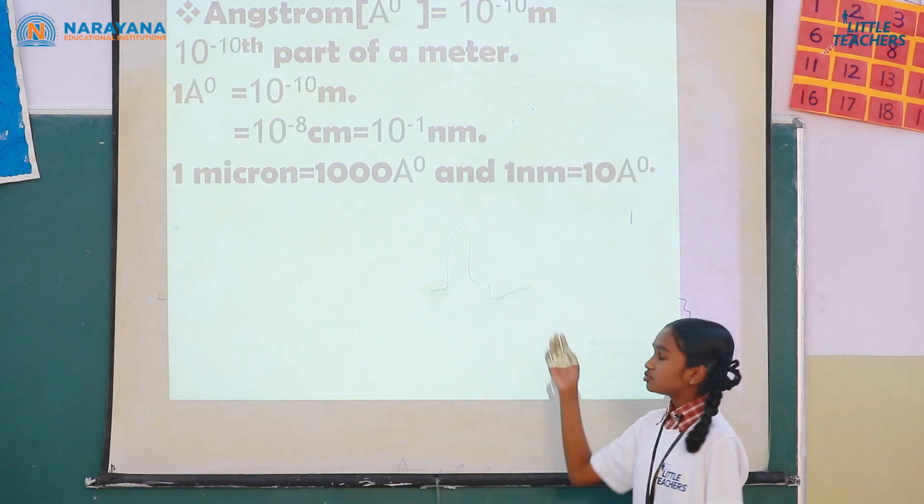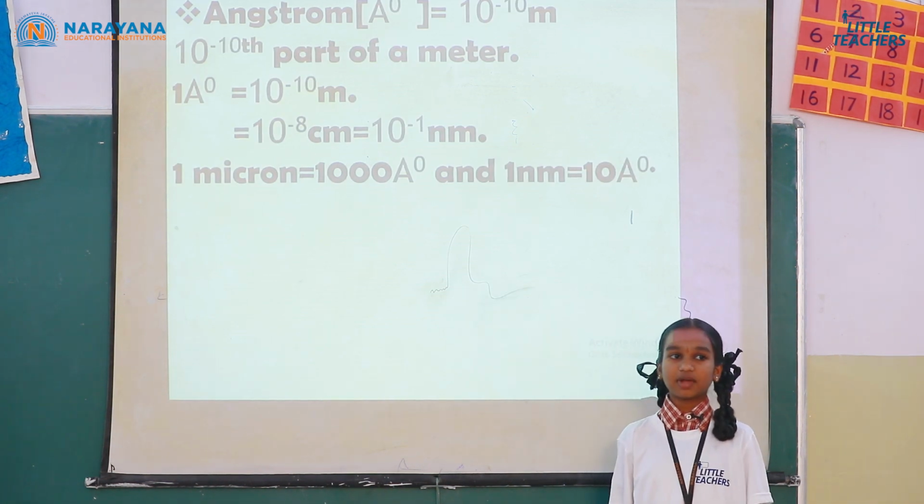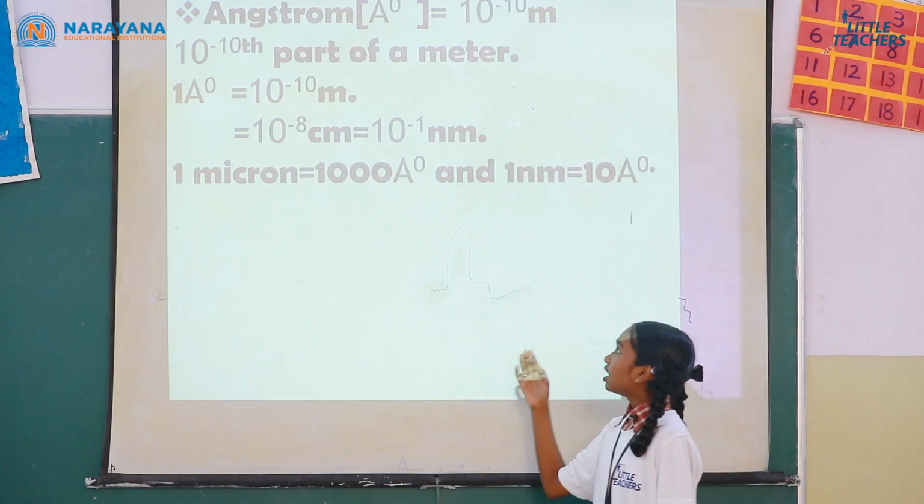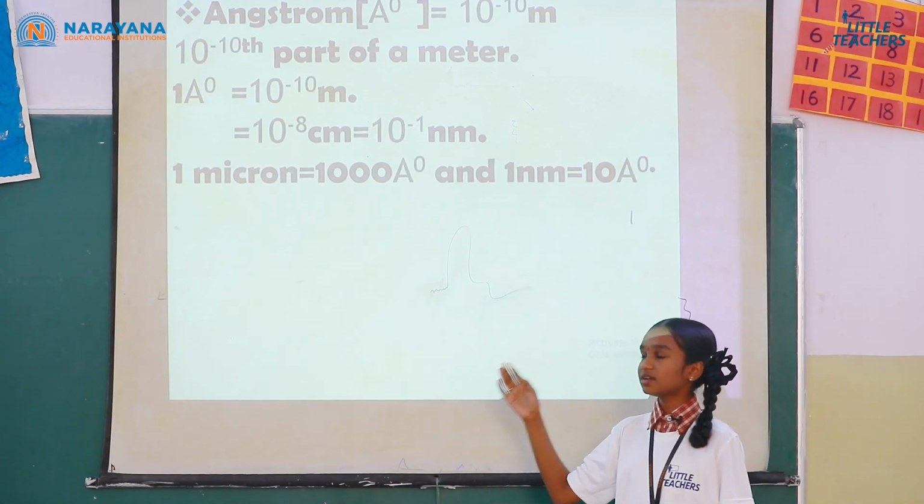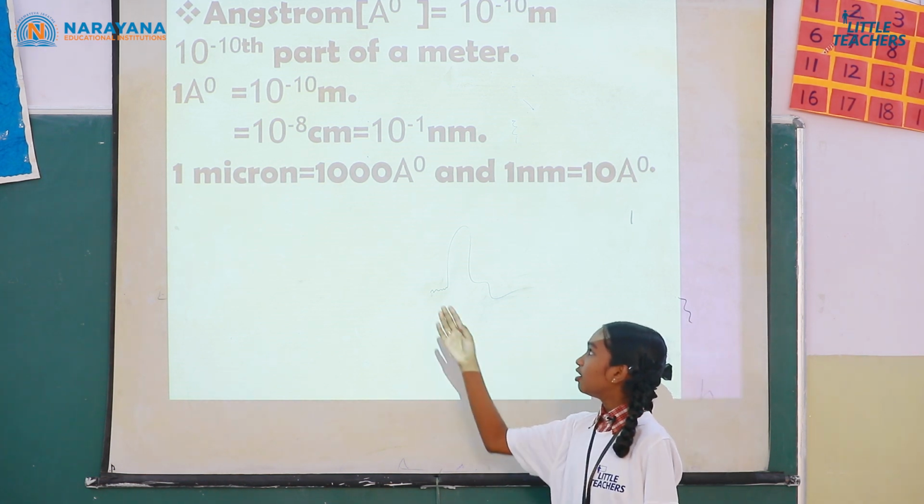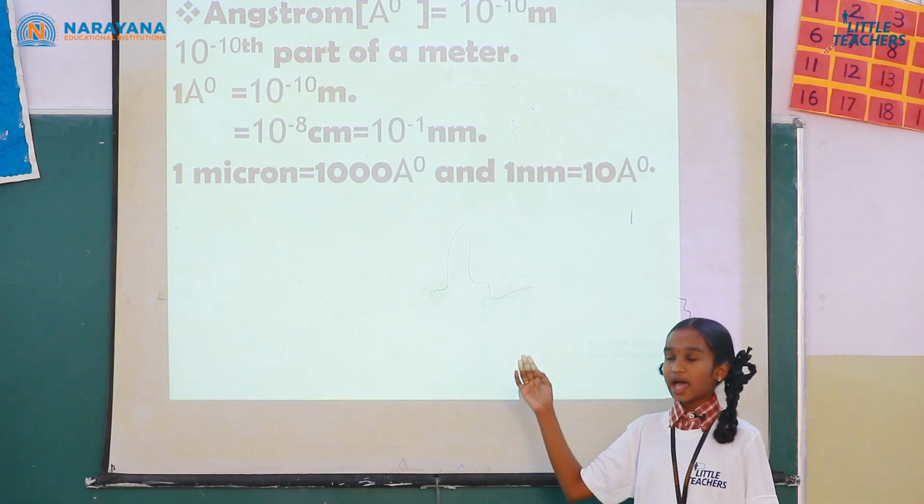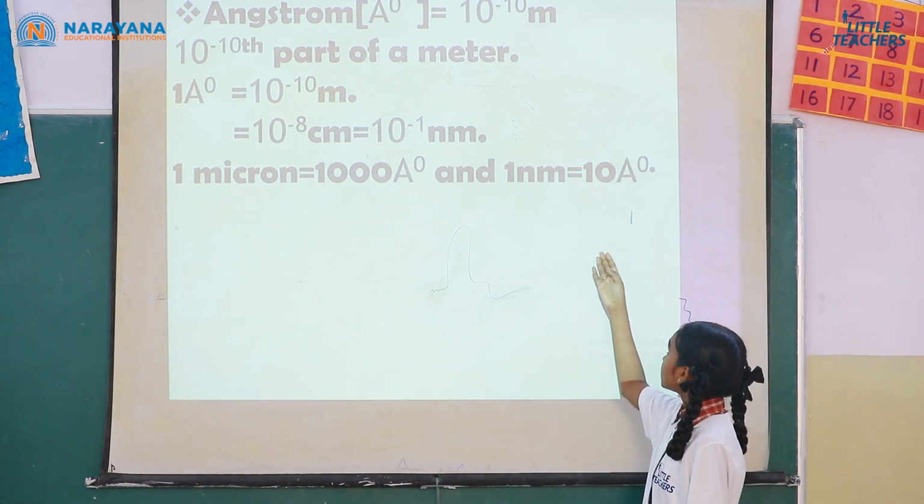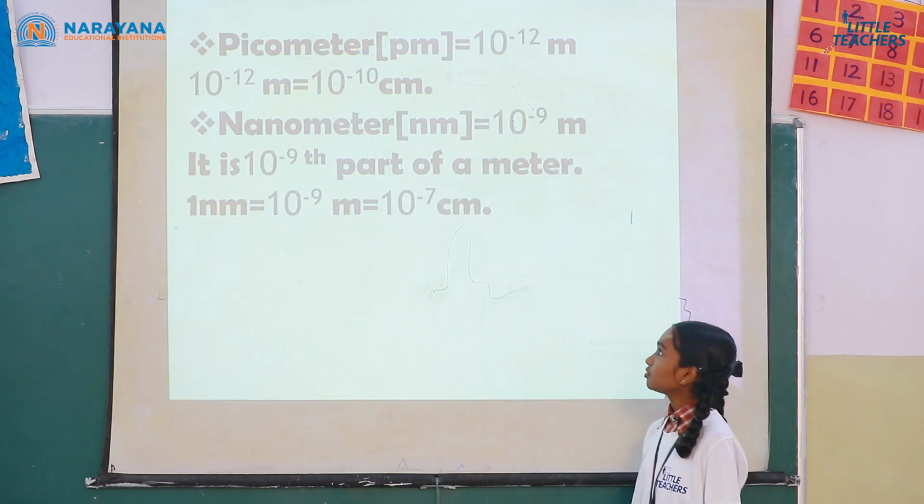Angstrom. 1 Angstrom is equal to 10 to the power of minus 10 meter, which is equal to 10 to the power of minus 8 centimeter, which is equal to 10 to the power of minus 1 nanometer. 1 micron is equal to 1000 nanometers, and 1 micrometer is equal to 10,000 Angstrom.